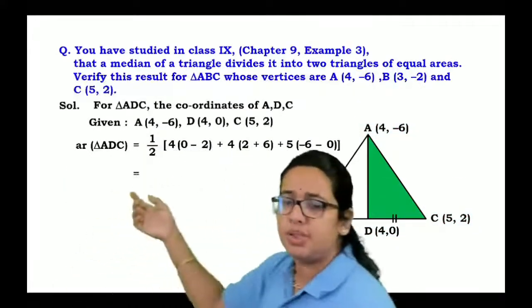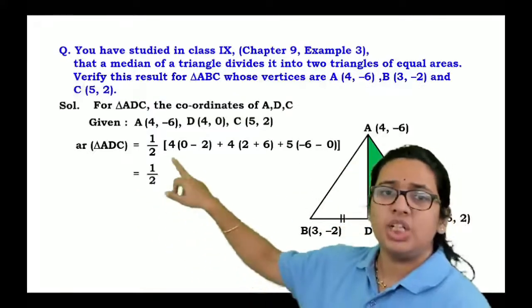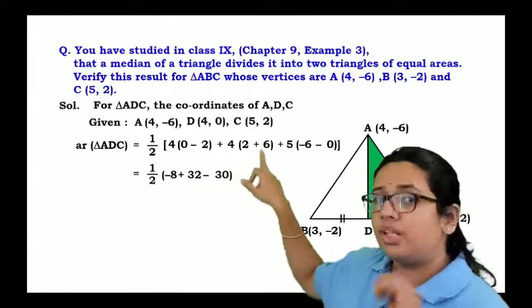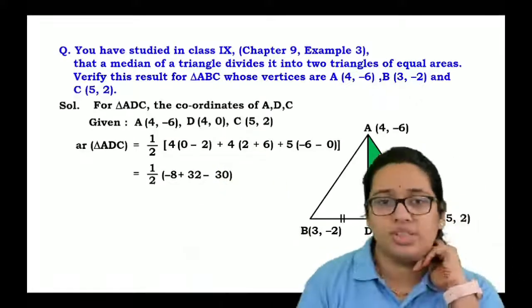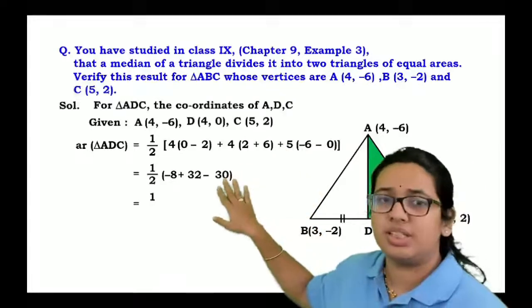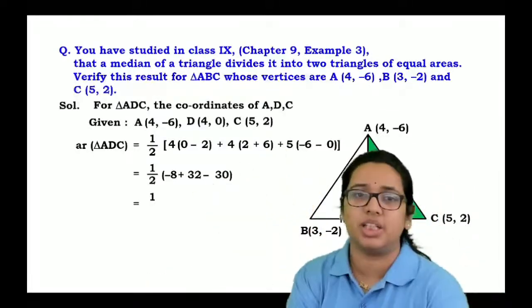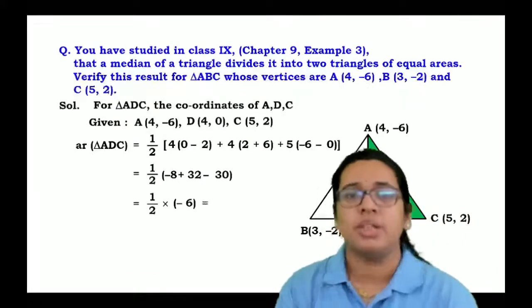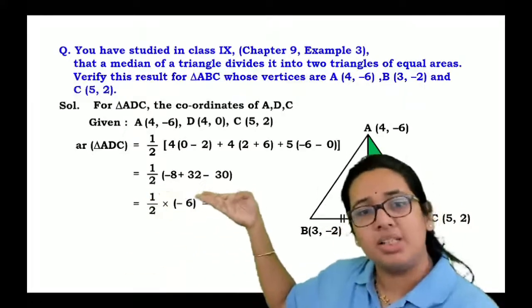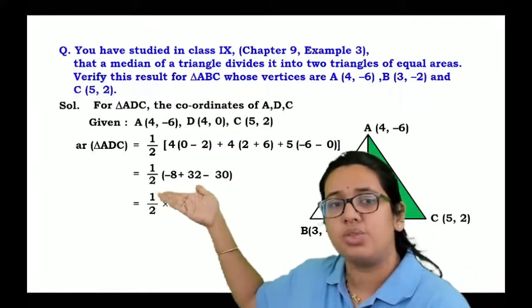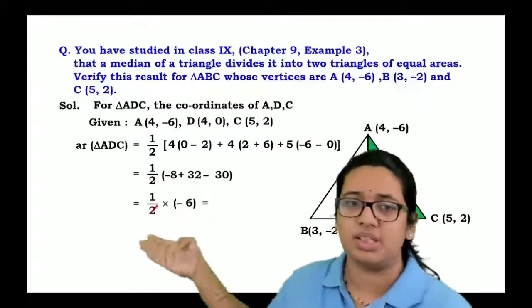So we'll just simplify this. Half will be as it is. 4 into minus 2 will be minus 8. 2 plus 6 will be 8, and 8 fours are 32. And minus 6 into 5 is nothing but minus 30. Hence the answer will be half of minus 8 minus 30, which is minus 38. Minus 38 plus 32 will give us the answer as minus 6.